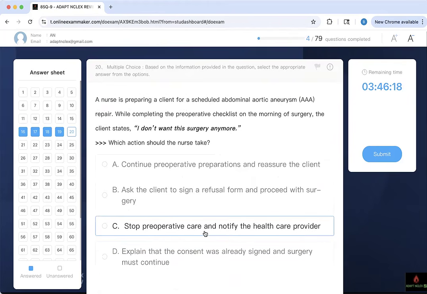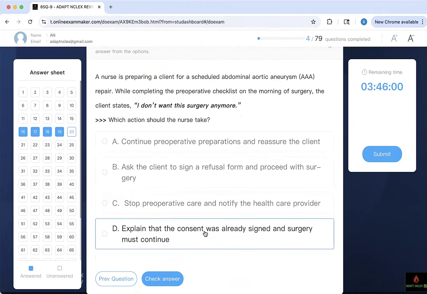And that's all. This is preparing a client for a scheduled abdominal aortic aneurysm repair. It's a bad surgery, right? Bad problem. While completing the perioperative checklist on the morning of surgery, the client states, I don't want this surgery anymore. Which action should the nurse take? It's an ethics question. Continue perioperative preparation and reassure the client.